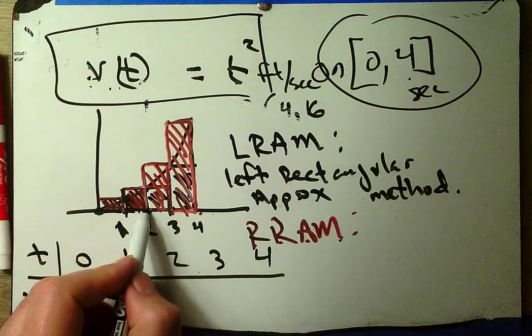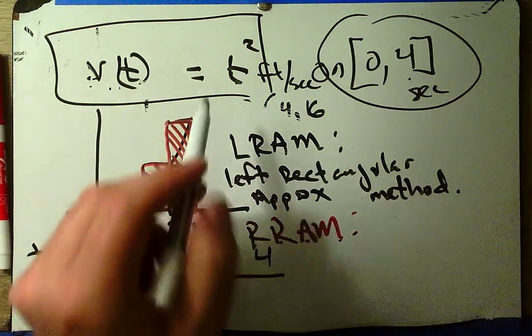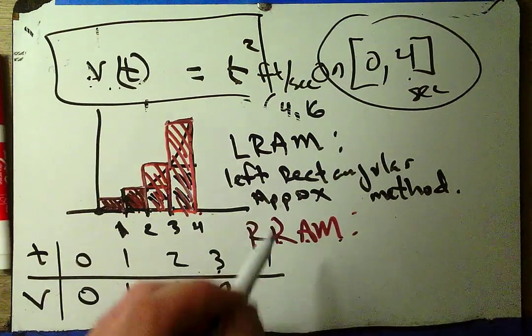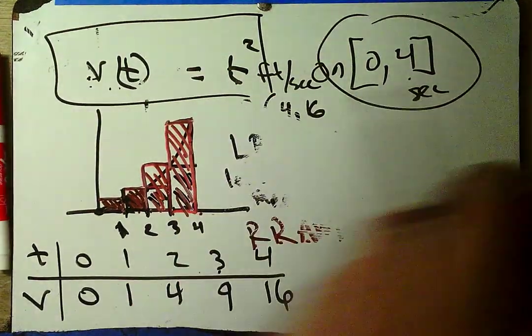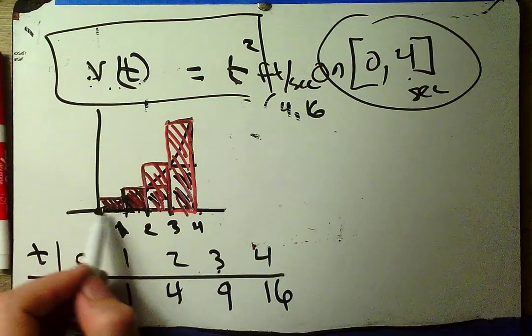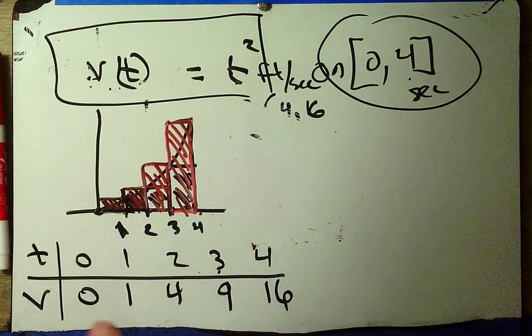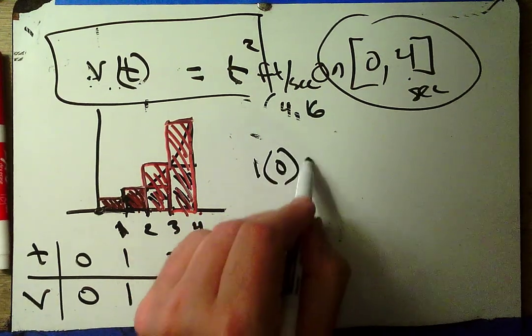V of 2, well, I'm plugging in a 2. 2 squared is 4. V of 3, 3 squared is 9. And V of 4 is 16. All right, so if I'm thinking about LRAM, let's think about what LRAM needs. It needs this times the height at 0. Well, the height at 0 is 0. So I've got a width of 1 and a height of 0.